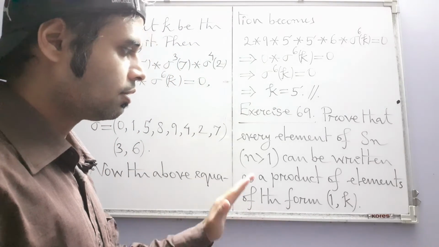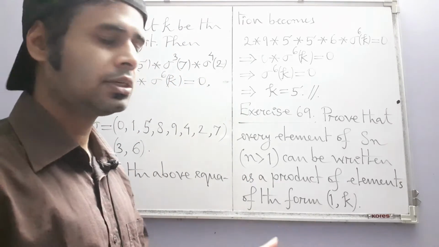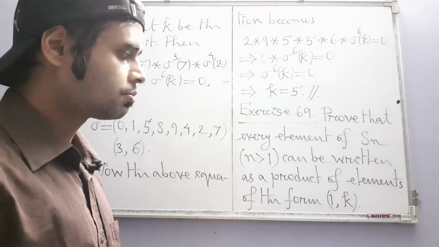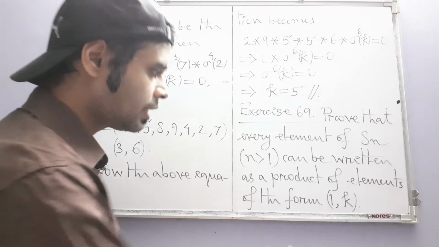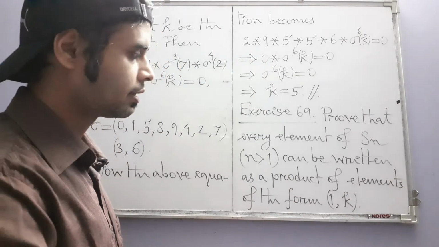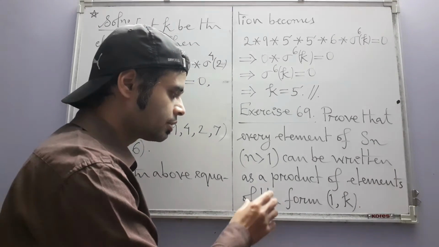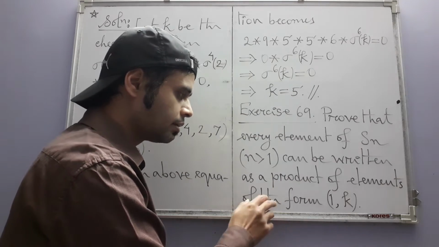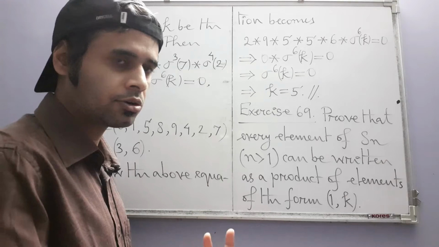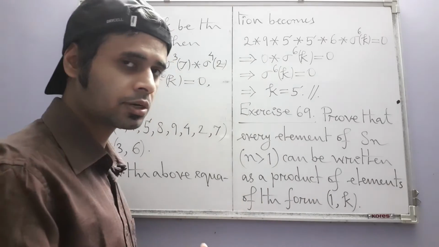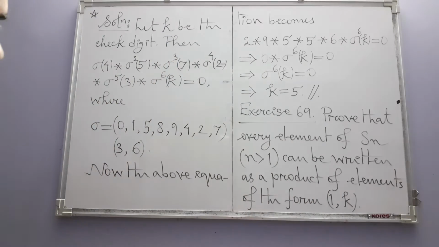Now note that we already know that every element in Sn is a product of 2 cycles or transpositions, and this is a particular type of 2 cycle. So it's enough to show that any 2 cycle can itself be written as a product of elements of this form. Then automatically every element will be so expressible and our job will be done.